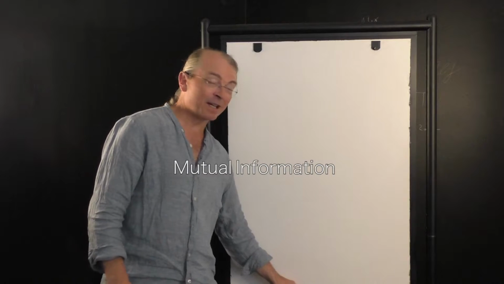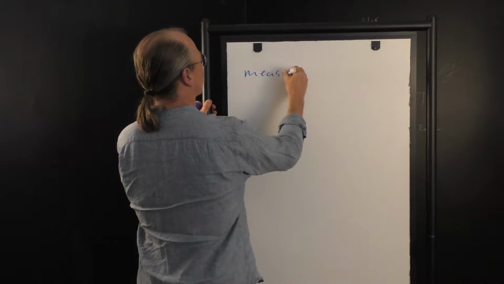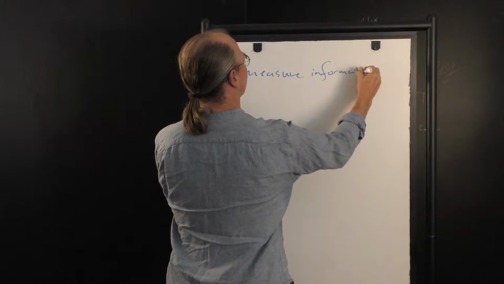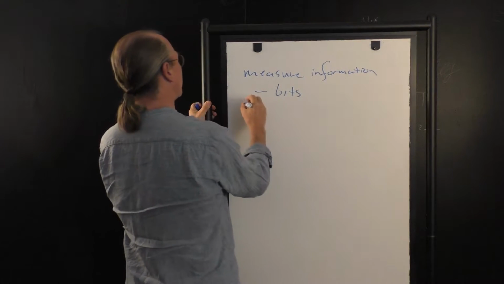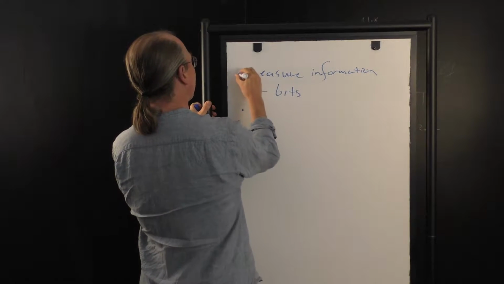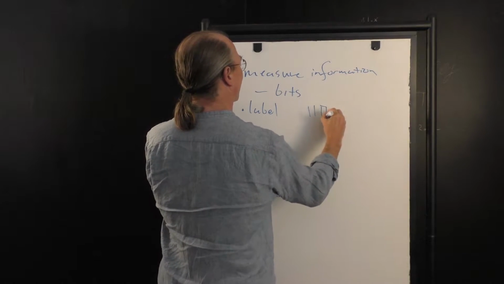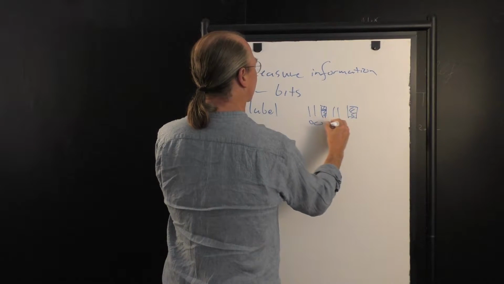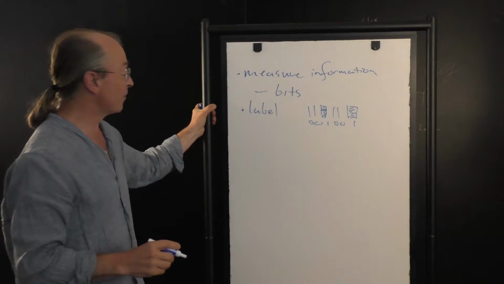So we've been talking about information, how you measure information, and of course you measure information in bits. How you can use information to label things, for instance with barcodes. So you can use information to label things.